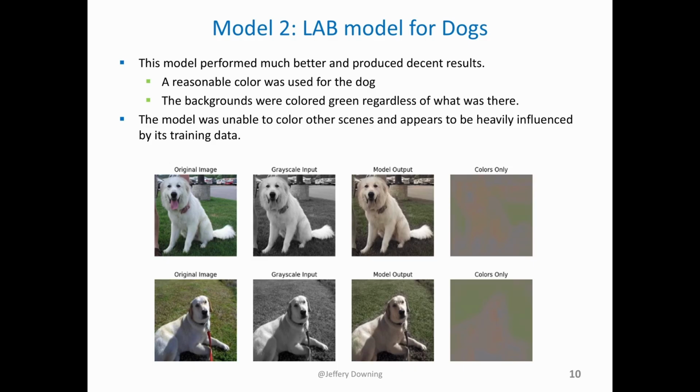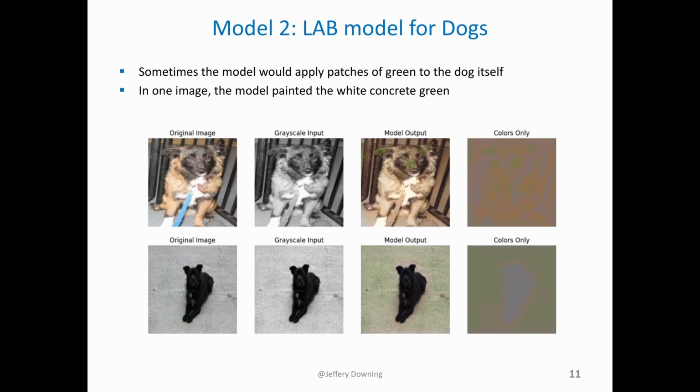For the second image, it actually performs really well. So here we just have a dog in a grassy field, and it painted the grass green and the dog a nice gold color. So here's some more test images. The model's not perfect. It did end up painting some green onto the dog itself, and it didn't really attempt to color in the background at all. And then the last image, there's a dog sitting on some concrete, and the model just painted all the concrete green.